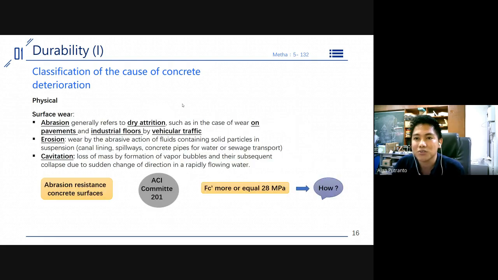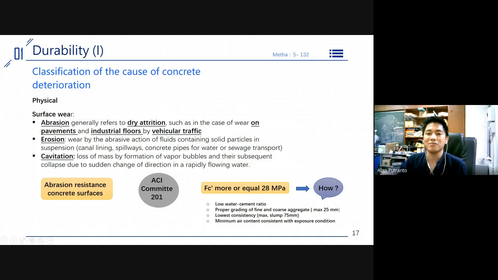Now, next, this one is for physical wear. Like I said before, we have abrasion, erosion, and cavitation. Abrasion generally refers to dry attrition or friction, such as wear on pavement and industrial floors or by vehicular traffic. Erosion is specifically for liquid or fluid containing solid particles in suspension, like canal linings, spillways of dams, and concrete pipe for water or sewage transport. Cavitation is loss of mass by formation of vapor bubbles and their subsequent collapse due to sudden pressure change in rapidly flowing water.